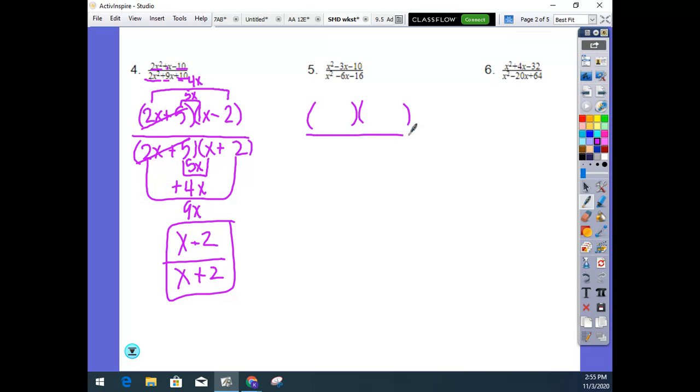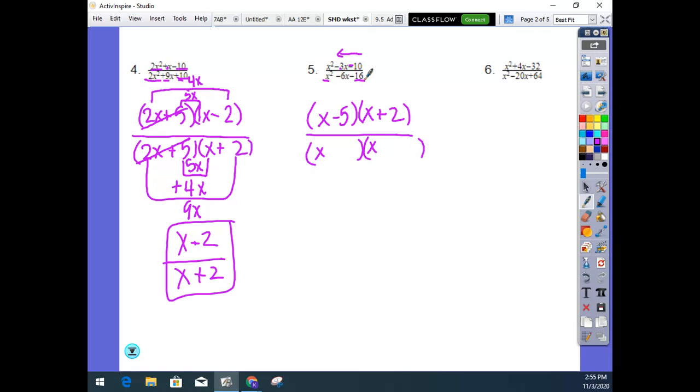No GCF for either one. X squared, x and x, factors of 10 that subtract to get 3. Minus 5 plus 2. X squared, x and x, factors of 16 that subtract to get 6. Oh, if you have one of the old worksheets, this needs to be a 6 for this to work right. That was a typo. And there's another one coming up.